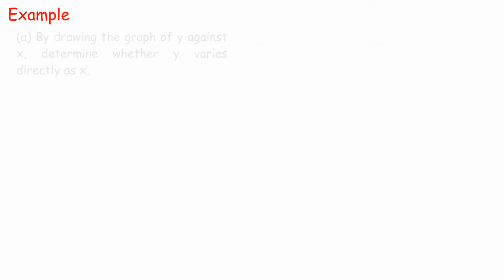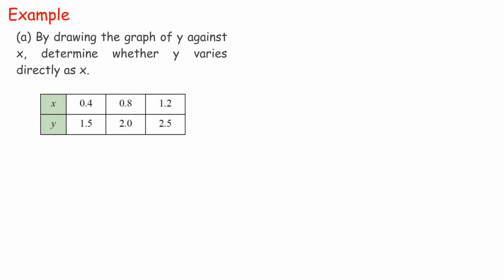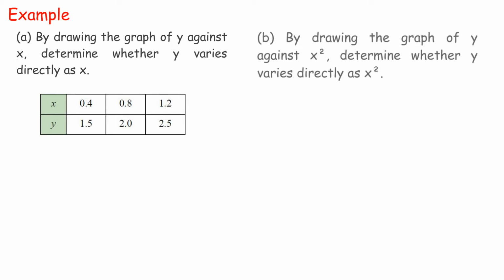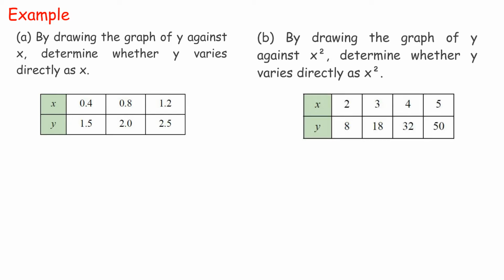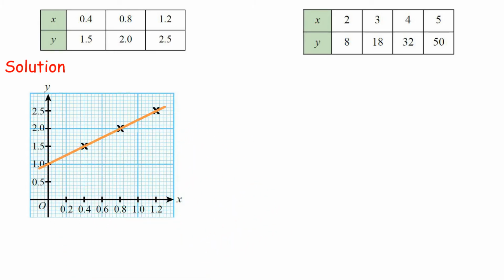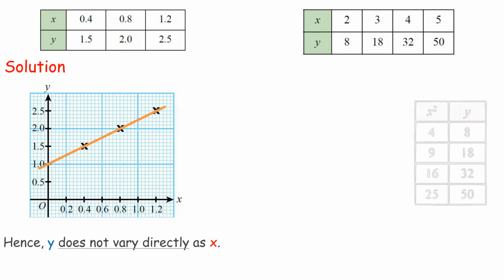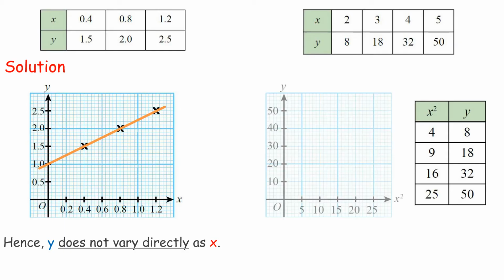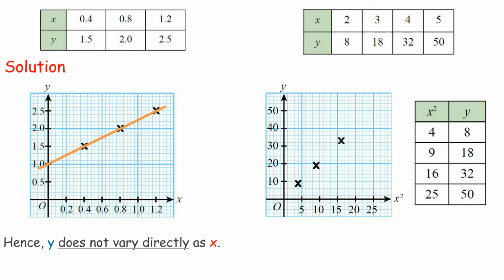Example: A. By drawing the graph of y against x, determine whether y varies directly as x. B. By drawing the graph of y against x squared, determine whether y varies directly as x squared. Solution: A. The straight line does not pass through the origin. Hence, y does not vary directly as x. B. Calculate the x squared. After that, draw the graph of y against x squared. The straight line passes through the origin, hence, y varies directly as x squared.